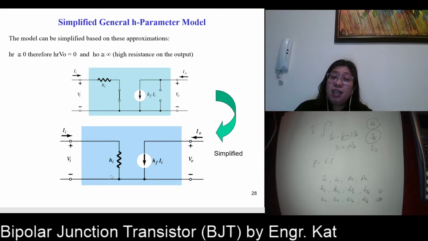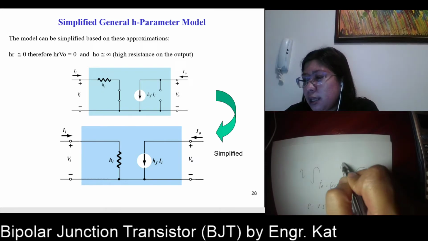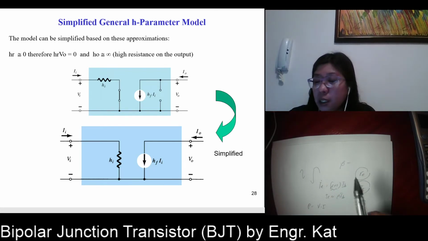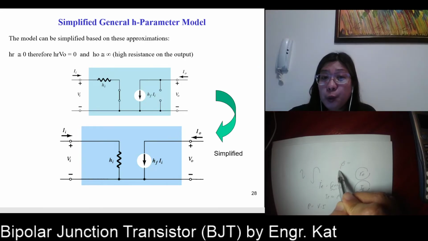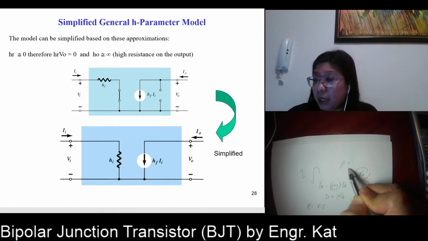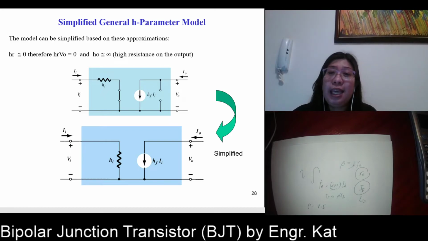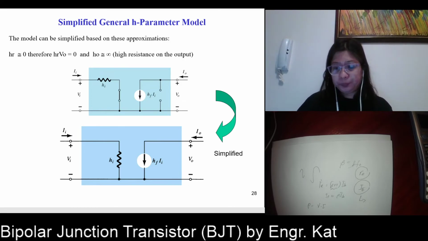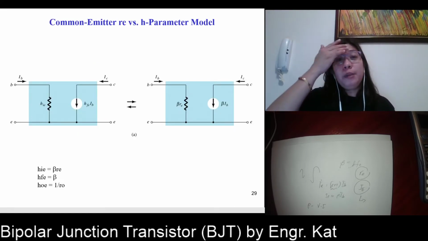The only difference is that this is your beta RE, or this is your RE, and this is your beta current. Usually your beta is also called HFE. In some specification sheets, you cannot really see beta. Some of the transistor specification sheets represent your beta with HFE. So when you see HFE, that is also your beta, another term for beta.